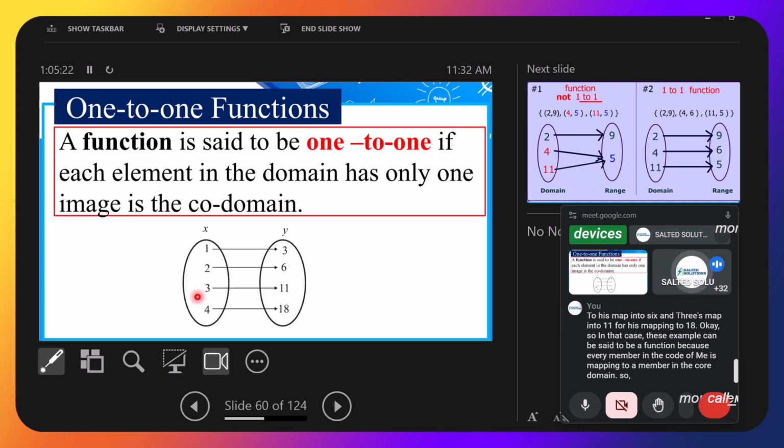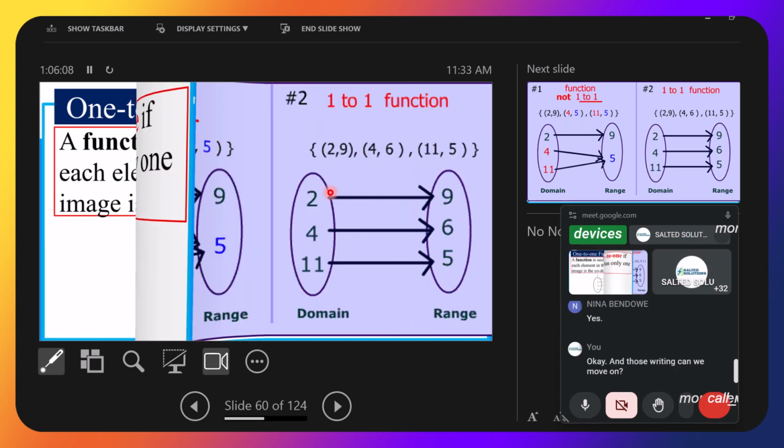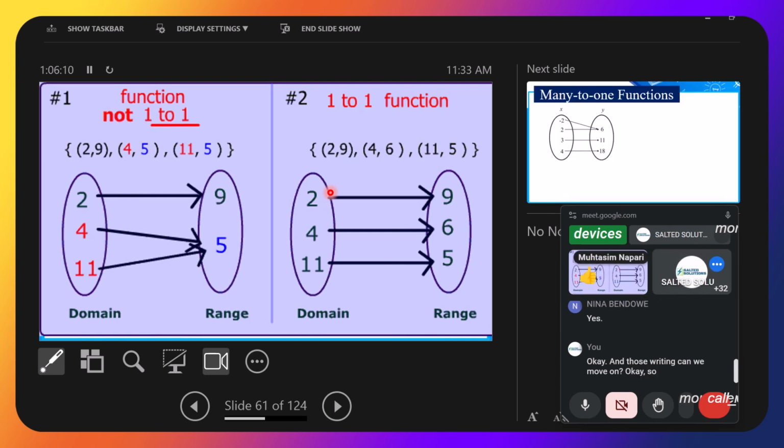But then what makes it a one-to-one function? A one-to-one function is a case where every member in the domain maps to one and only one member in the codomain. So it's having one image. I hope we understand. Yes, sir. Do I have a yes or a no? Yes. Okay. We see from this example that these two are all functions.